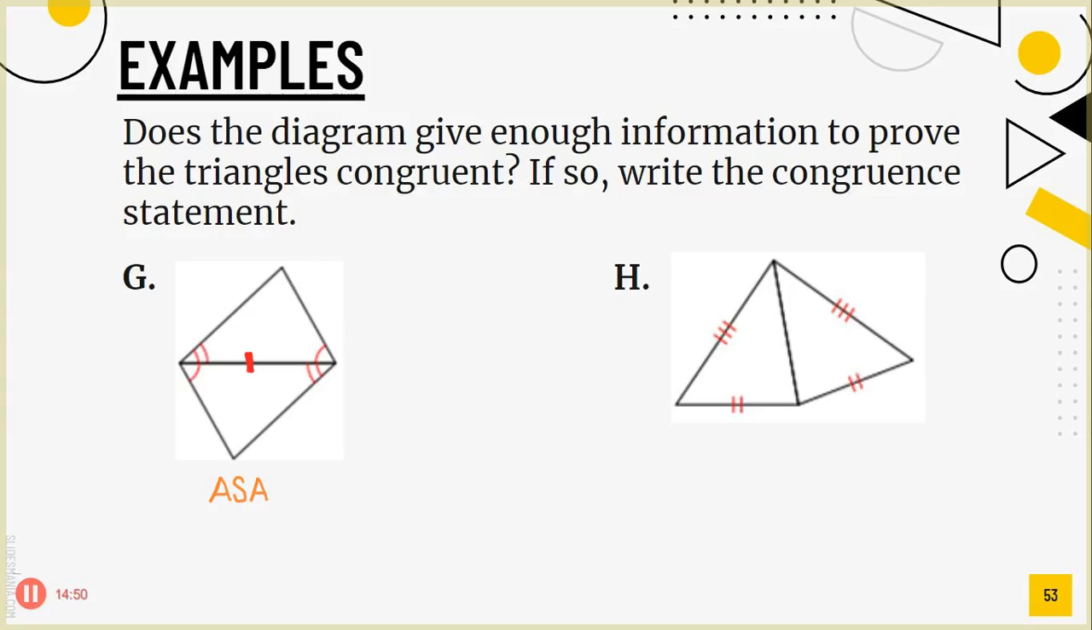And in letter H, right now, I have two sets of sides that have been marked congruent, but I do know that the shared side can also be marked congruent to itself. And so that one's fairly easy because we see all three sides that have been marked. So this one is congruent by side, side, side. All three sides in one triangle are congruent to all three sides in another triangle.